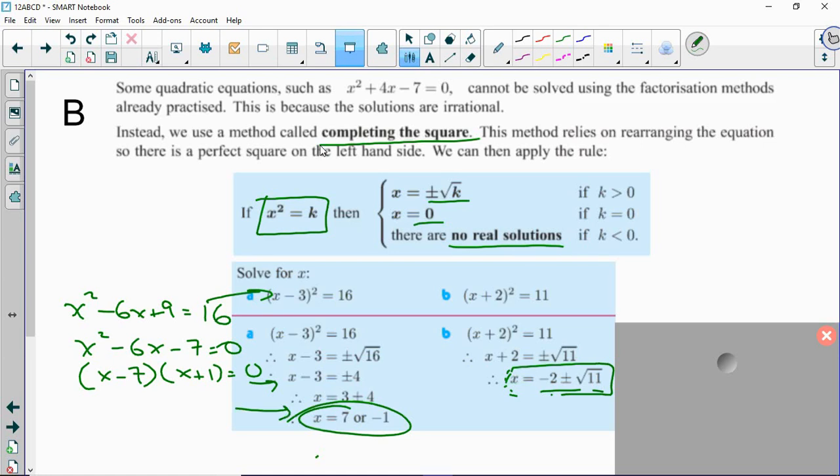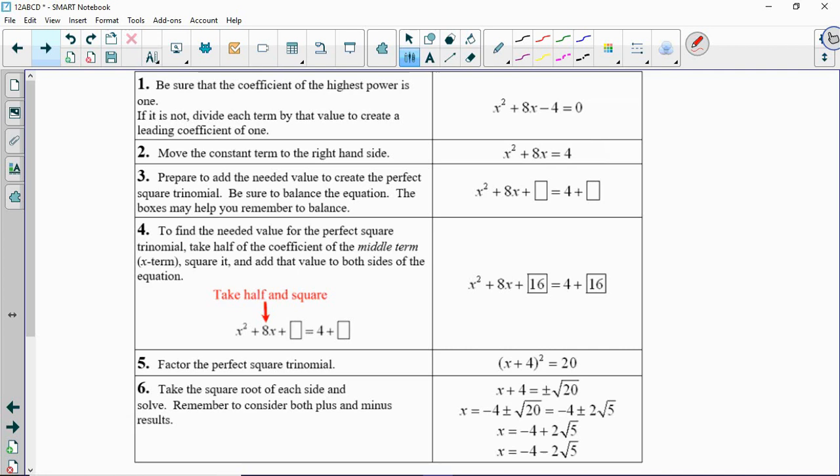But since it was in this nice form of something squared equal to some number, it's a little bit faster in this case just to take the square root. All right, now what happens if the equation isn't set up in this nice form for us, where we already have something squared on the left? So there's a process to doing this. Here's an example of it.